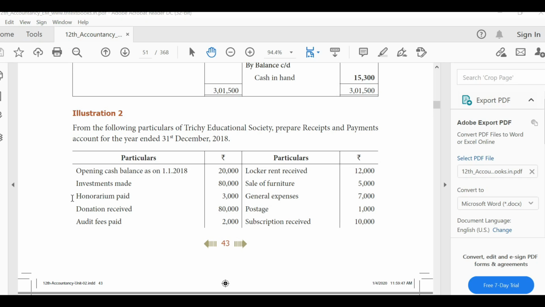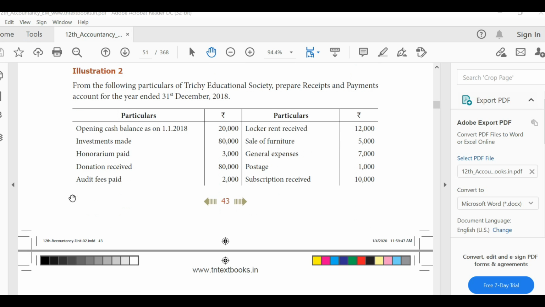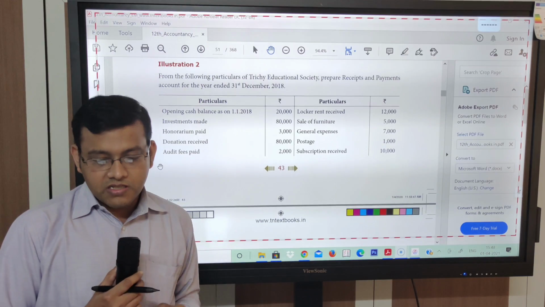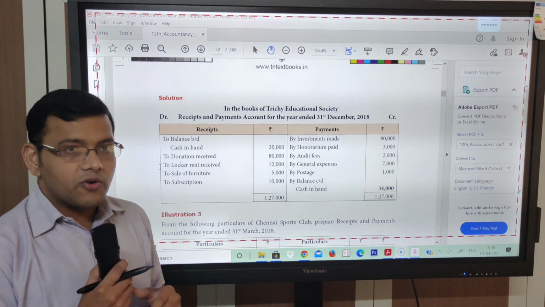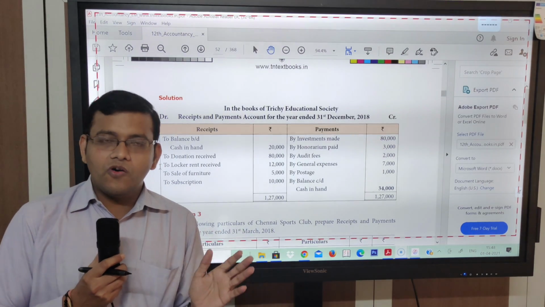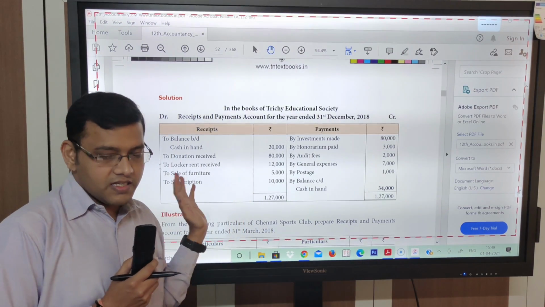Here, from the following particulars of Trichy Education Society, you are required to prepare the receipts and payments account for the year ended 31st December 2018. They have given the opening cash balance, the investments made, honorarium, donations received, audit fee paid, locker rent received, sale of furniture, general expenses, postage, subscription received. Based on this, we are just going to prepare a replica of your cash book, because it is a receipts and payments account.